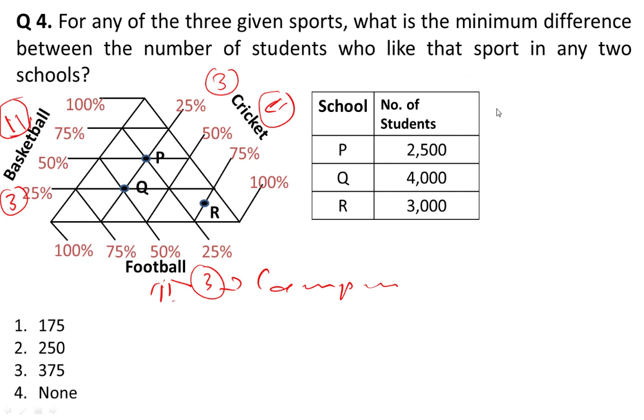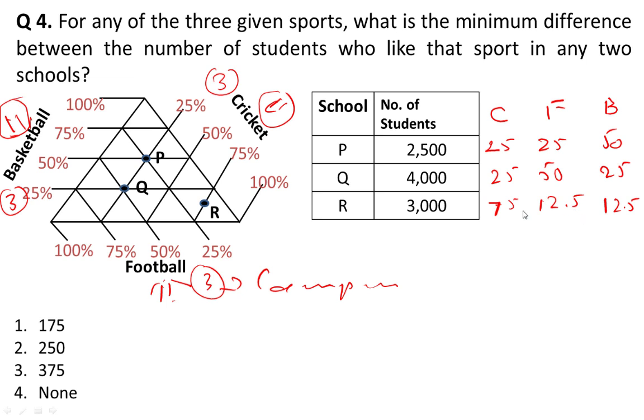Okay, now this is cricket, football, basketball. The percentage of cricket: school P 25%, school Q 25%, school R 75%. Yes. Football: P 25, Q 50, and this is 12.5. And how about basketball? That is 50, 25 and 12.5. Is it right? 50, 25 and 12.5.